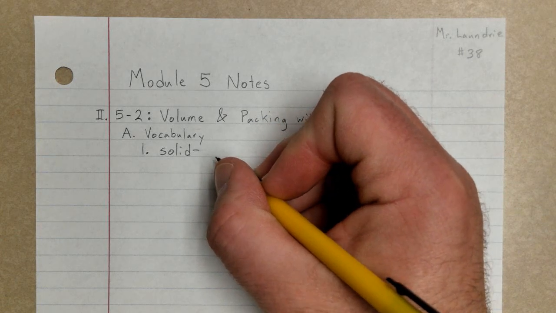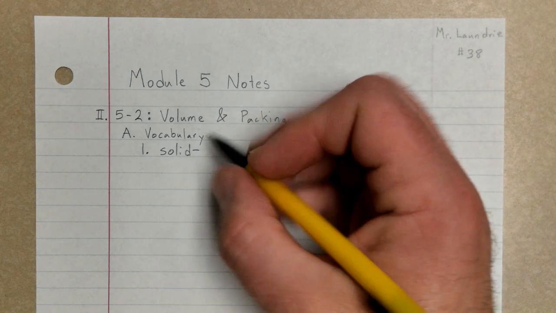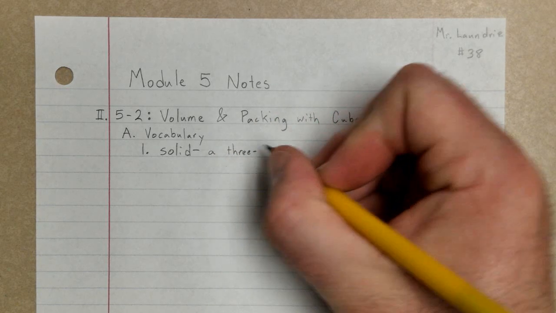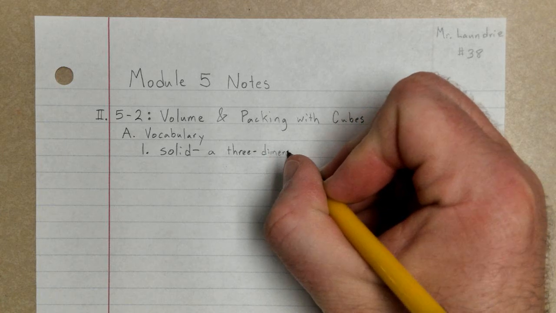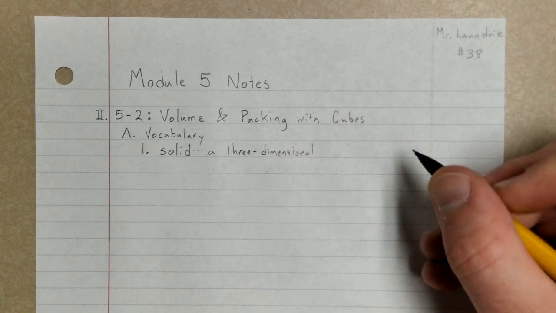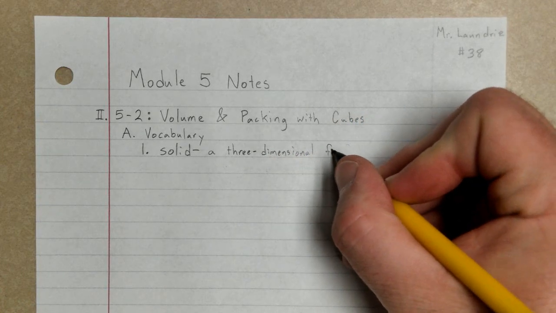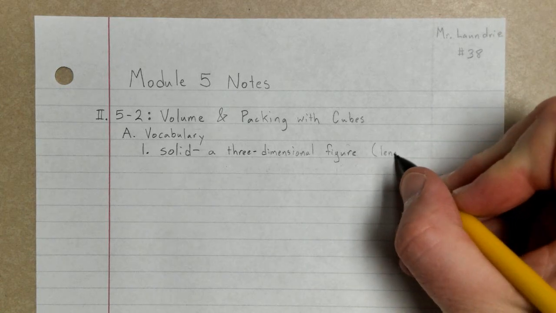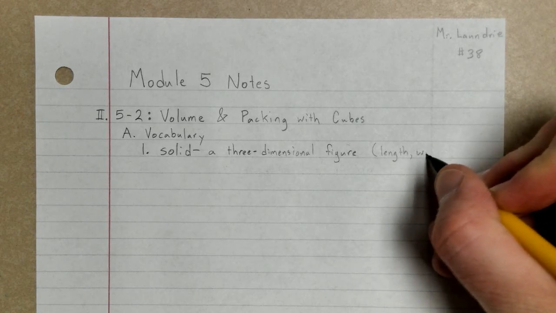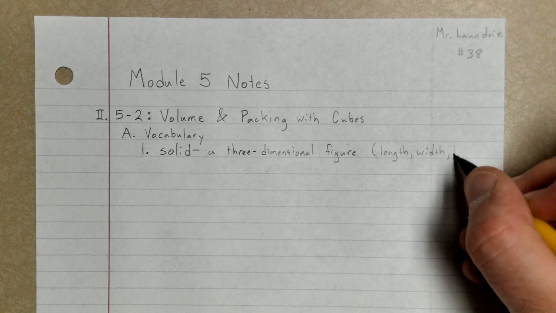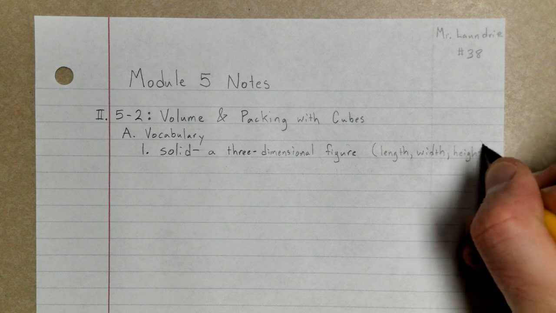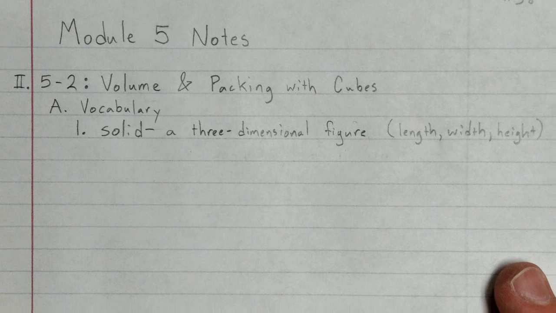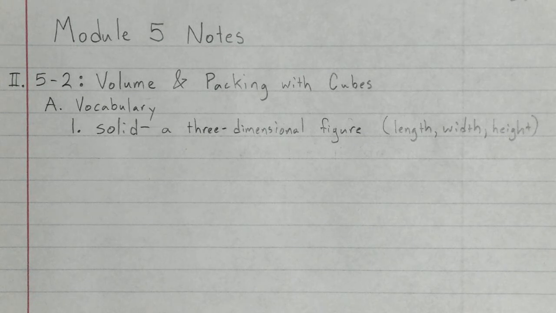Solid is a three-dimensional figure. I'm sure you remember this from yesterday, and if not, you can always check back in your notes. Three-dimensional means that it has length, it has width, and over here in the margin, it has height. Length, width, and height. So solid is just a three-dimensional figure.